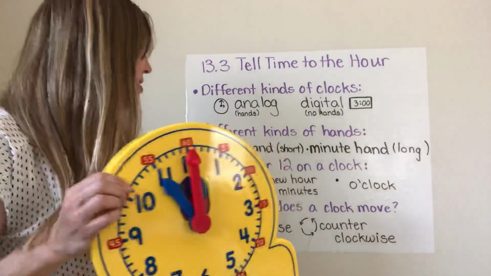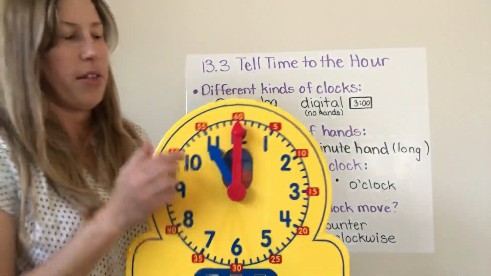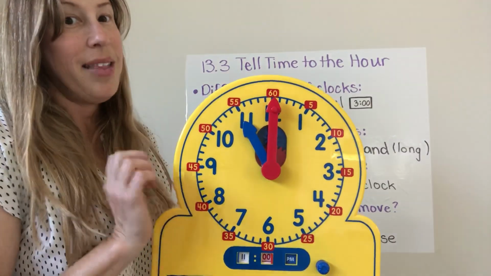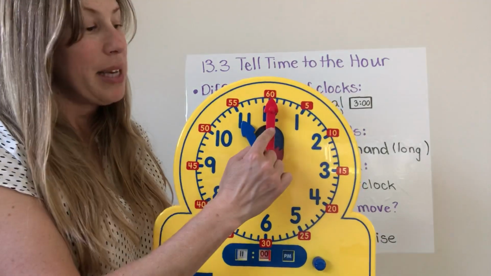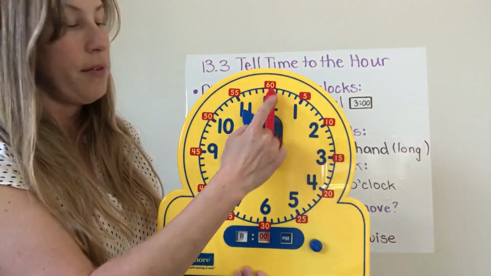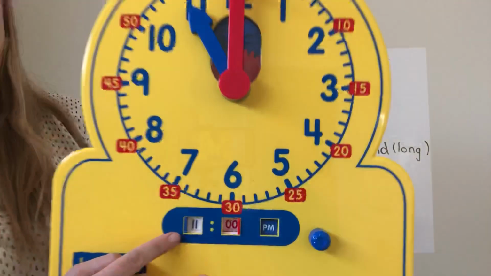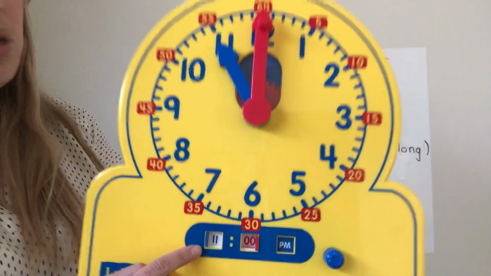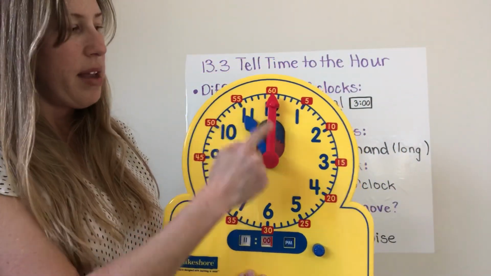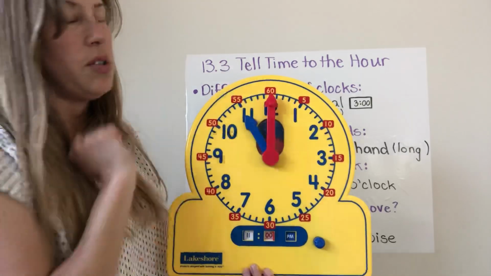All right, let's talk about the number 12 on a clock though. You'll see that my minute hand is on the number 12. And that's really important because it tells me that I'm in a new hour. Every time I get to the 12, it's a new hour. Right now, this clock is at 11 o'clock. I can tell because my hour hand is pointing to 11 and my minute hand is pointing to the 12.